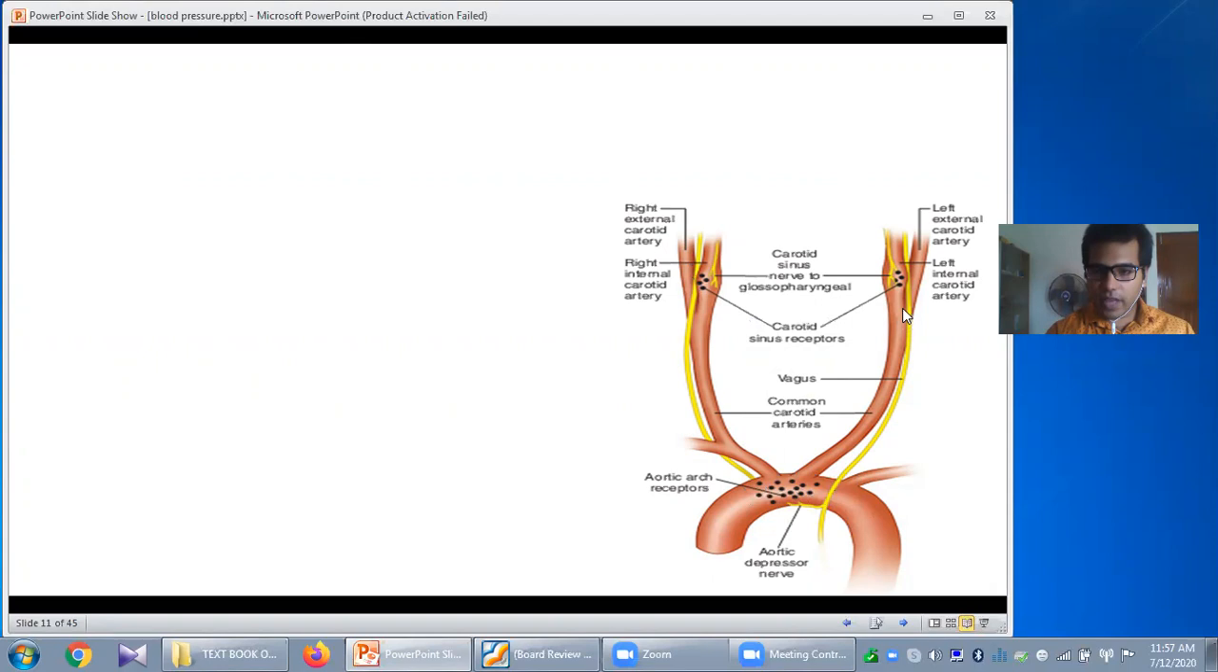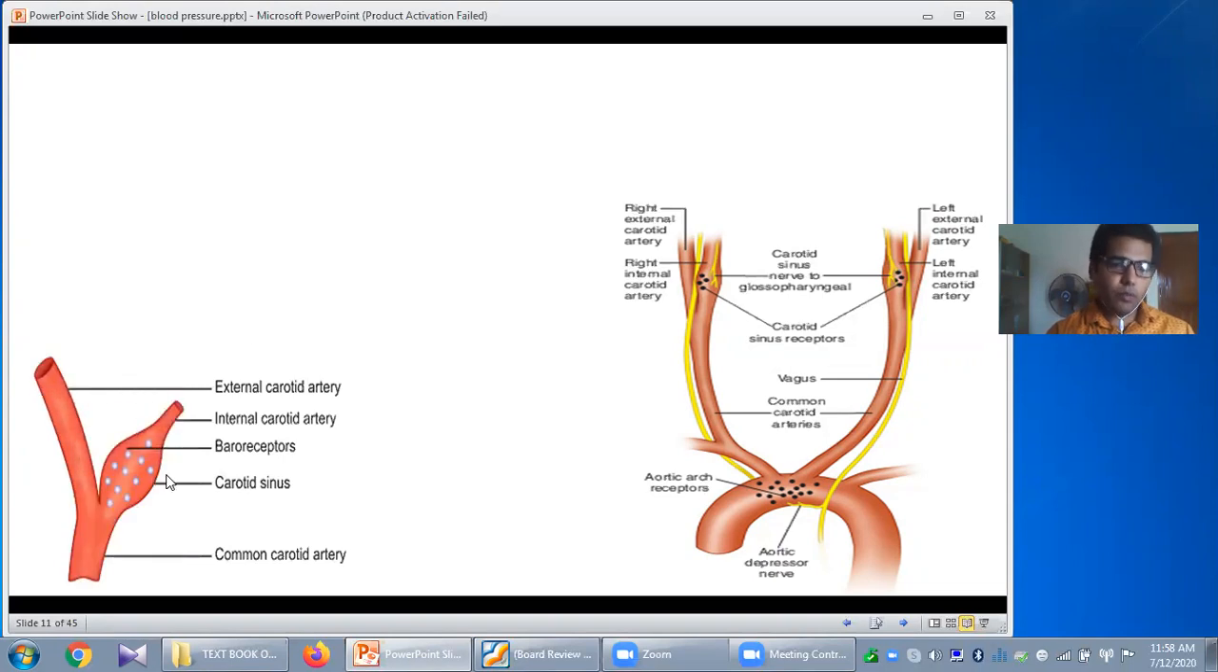Just above the bifurcation of the carotid artery, in the wall of the internal carotid artery, there is a dilated area called the carotid sinus. This carotid sinus wall also contains an abundant amount of baroreceptors. Here the baroreceptors are connected through the glossopharyngeal nerve, the ninth cranial nerve, and send signals via this nerve to the center. Here you can see more detail about the carotid sinus: just above the bifurcation of the common carotid artery, there is a dilated area in the internal carotid artery. This is the carotid sinus, and it also contains these baroreceptors.